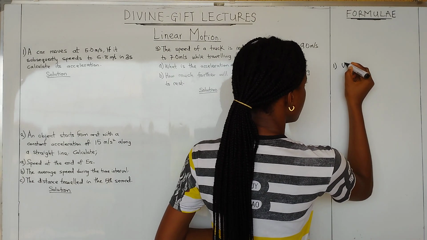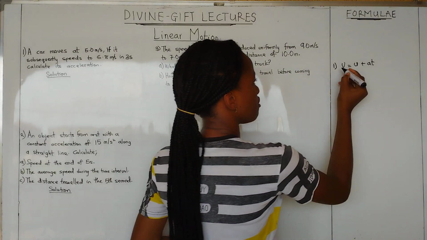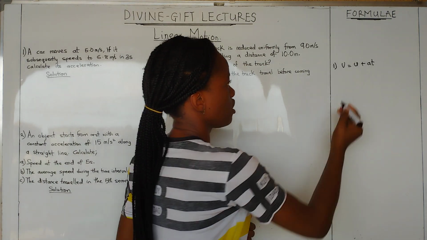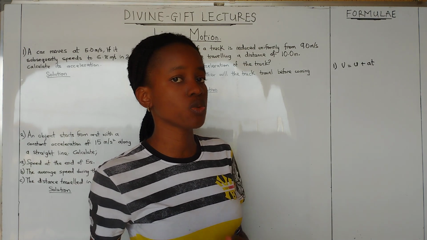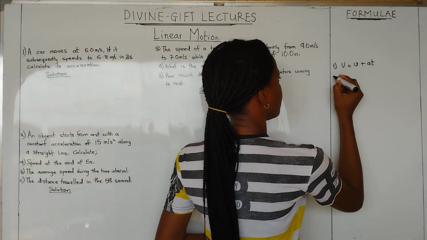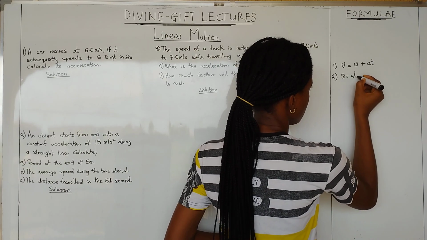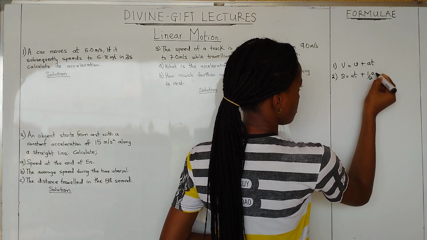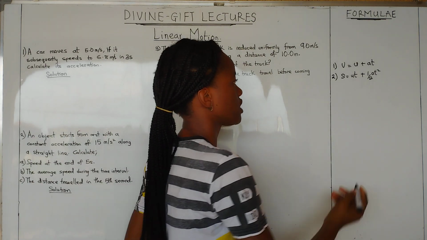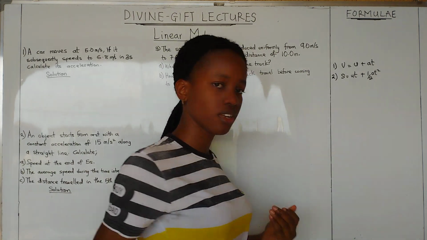The first of these formulae is V = U + AT. V here stands for final velocity, or the velocity with which the motion ends. U stands for initial velocity, or the velocity with which it starts. A is acceleration and T is time. The second equation we'll be making use of is S = ut + half at squared. S is distance, U is initial velocity as we have said, A is acceleration, and T again is time.